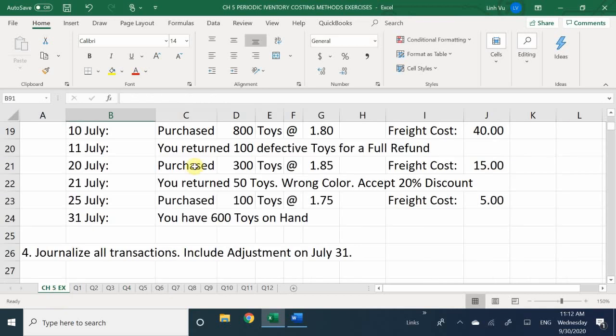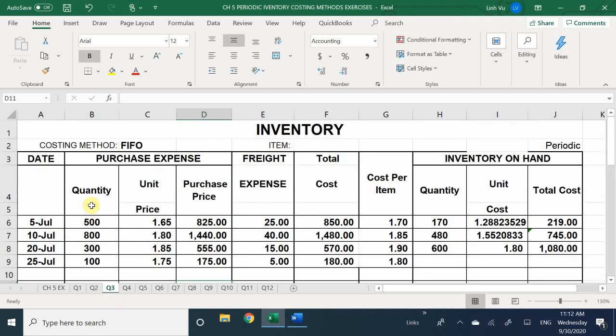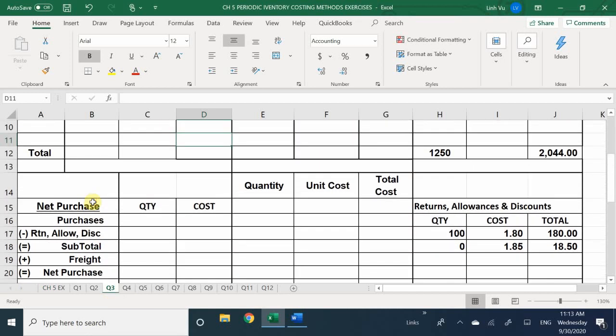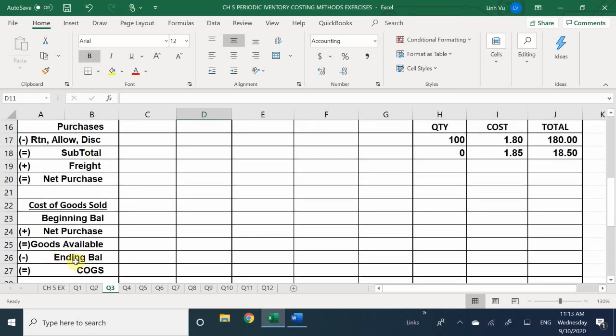Last but not least, here it says on July 31st, you have a grand total of 600 toys on hand. Okay, so let's go ahead and apply this piece of information to my inventory table or inventory worksheet. Okay, so in my inventory worksheet, my ending balance is going to be 600 items. Okay.